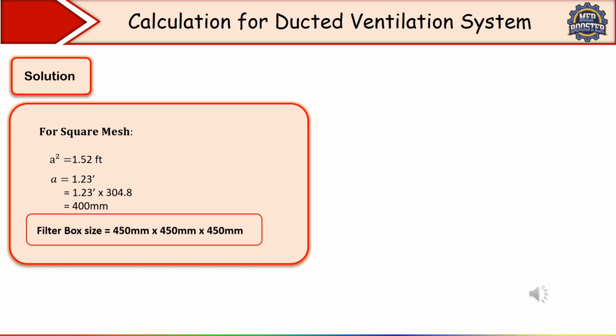So to calculate the filter box size, once you get the mesh size of 400 mm, I have already told you what space we have to maintain during the placement of mesh into the filter box: a 1 inch standard gap on both sides. So you have to add 400 plus 25 plus 25, and you will get 450 mm length, 450 mm width, 450 mm height of that filter box. Okay, so in this way we have to do the calculation. I hope all of you understood about this calculation.